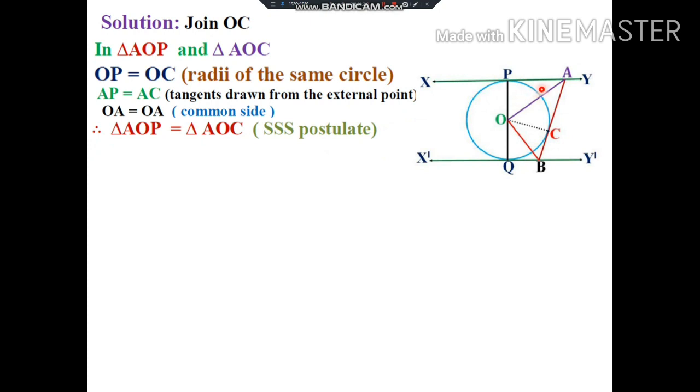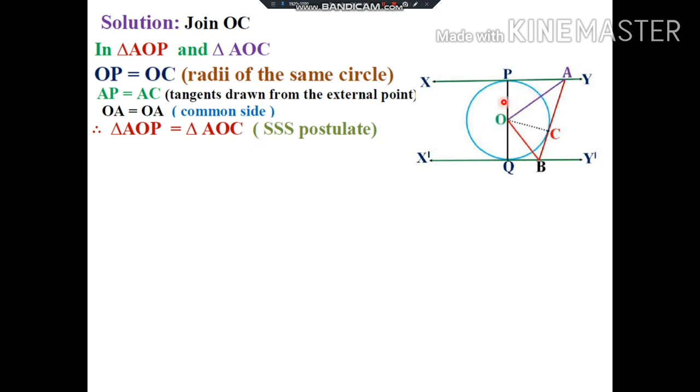Therefore, triangle AOP is congruent to AOC. All three sides of this triangle are equal to the three corresponding sides of the other triangle. Therefore, we write here SSS postulate. Now, when the two triangles are congruent, we can consider the congruent parts whatever needed. Here, we shall consider these two angles.